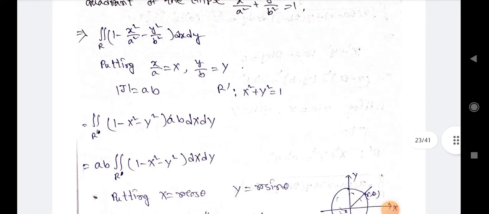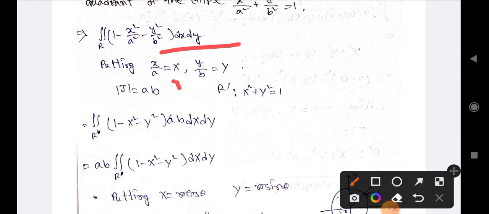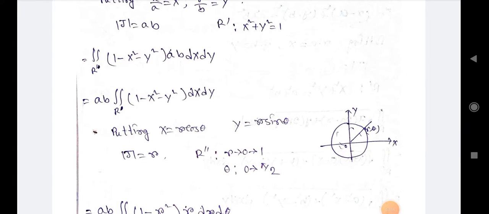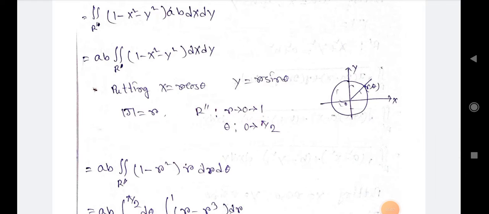Now start. Double integration over R of 1 minus x square by a square minus y square by b square dx dy. Then putting x by a equals capital X, y by b equals capital Y, the Jacobian equals ab, and the range R dash is capital X square plus capital Y square equals 1. Then we get double integration over R dash of 1 minus capital X square minus capital Y square, ab dX dY, equals ab double integration over R dash of 1 minus x square minus y square dx dy.